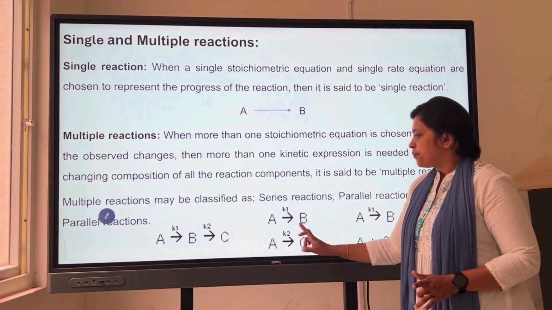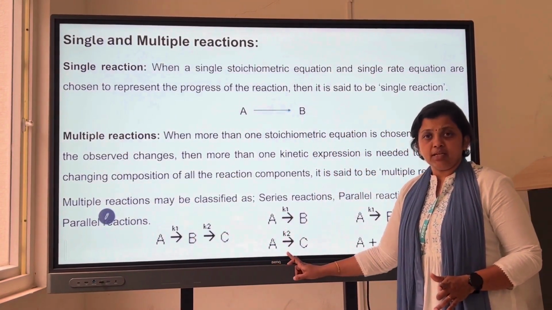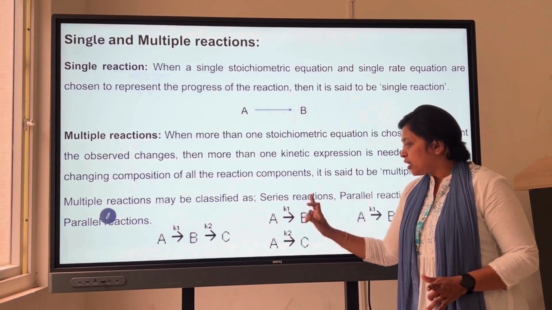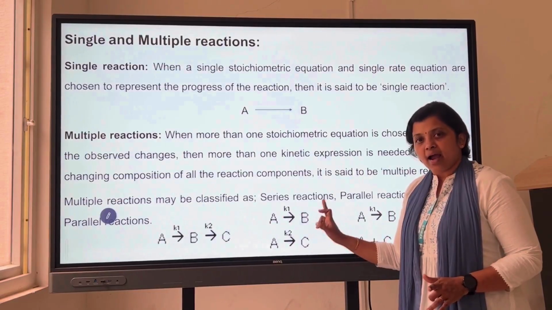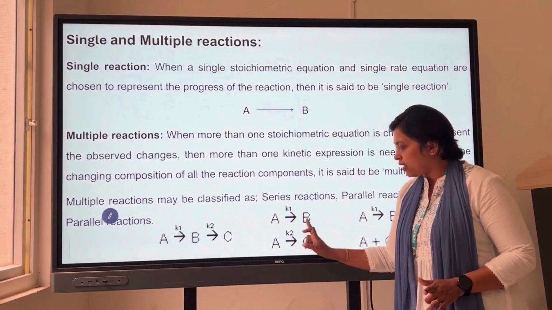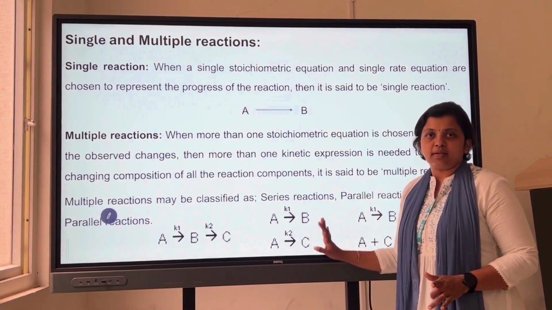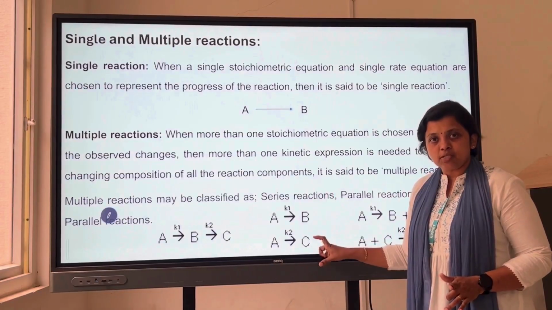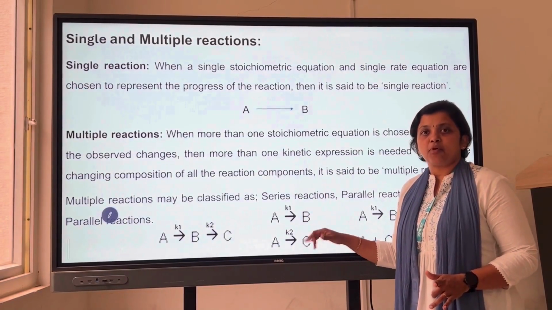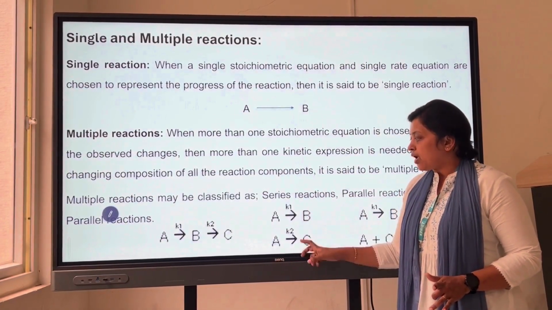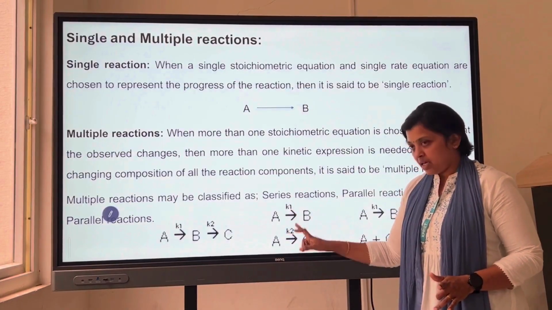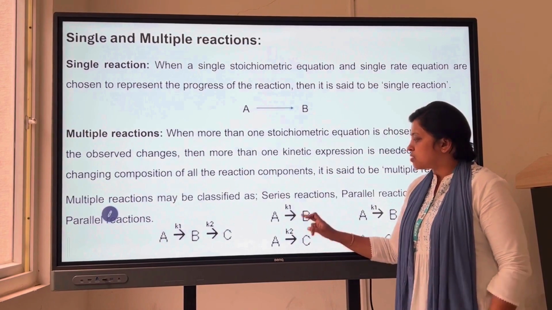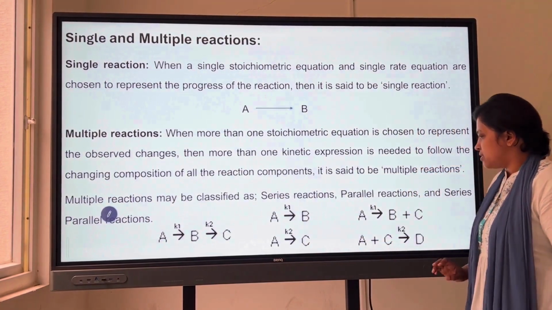Then here see, A is the raw material. In parallel reactions, at the same time, A can give B product and this A raw material can give C product also at the same time. Based upon the catalyst, the temperature, the pressure, and the other conditions, we can convert this raw material A to the product B or C at the same time. So this is the example for the parallel reactions.